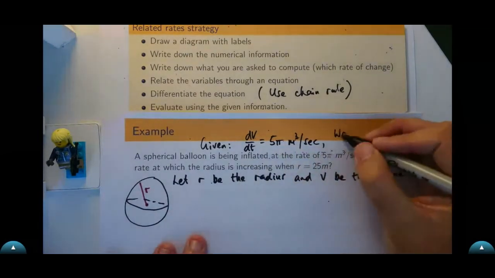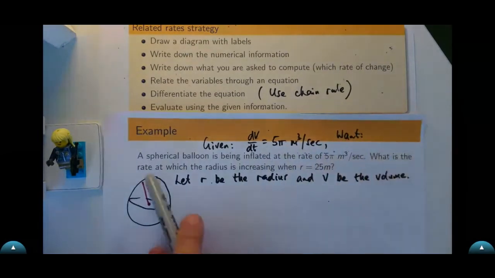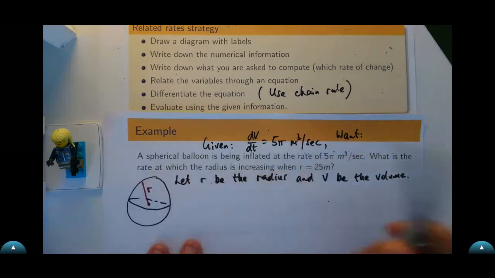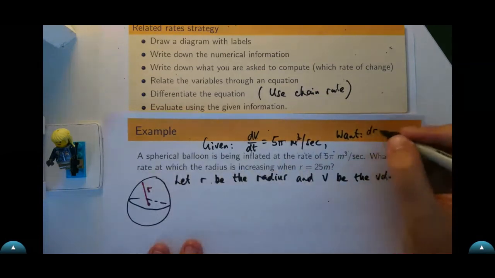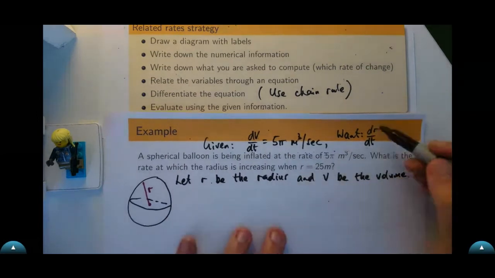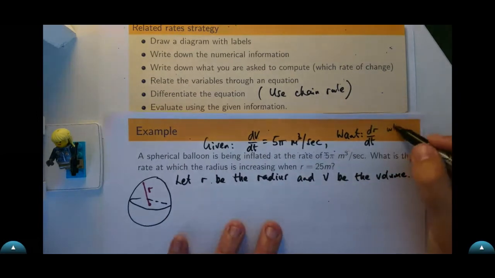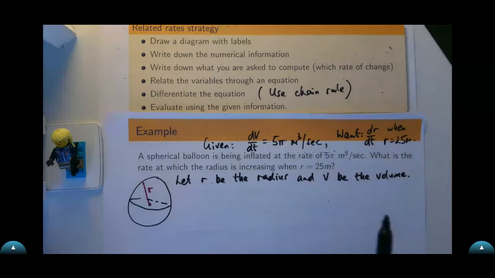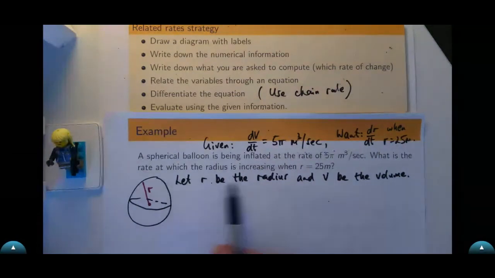And we want the rate at which the radius is increasing when radius is 25 meters. So we want dr/dt when r equals 25 meters. Okay, so that's the initial data. That's what we want. Here's a diagram with some labels and some notation.